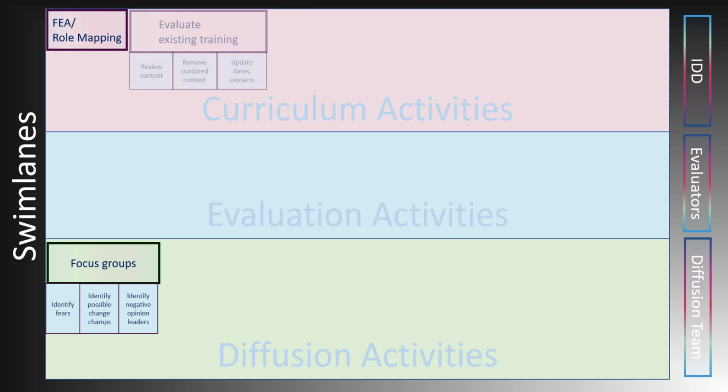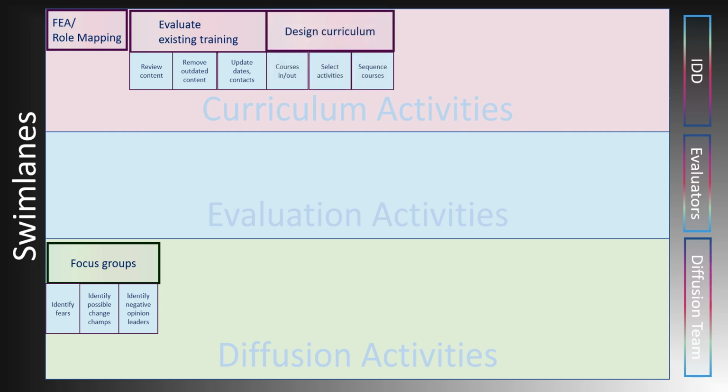Once we do that, we can look at existing training materials with a critical eye as to whether the content is usable, what needs to be updated, and what can be omitted. Anything the front-end analysis identified as a training need that isn't in existing materials becomes part of the training solution.